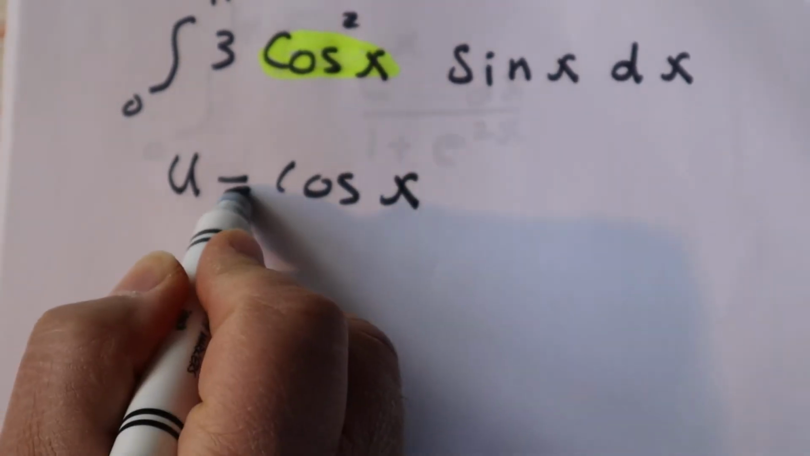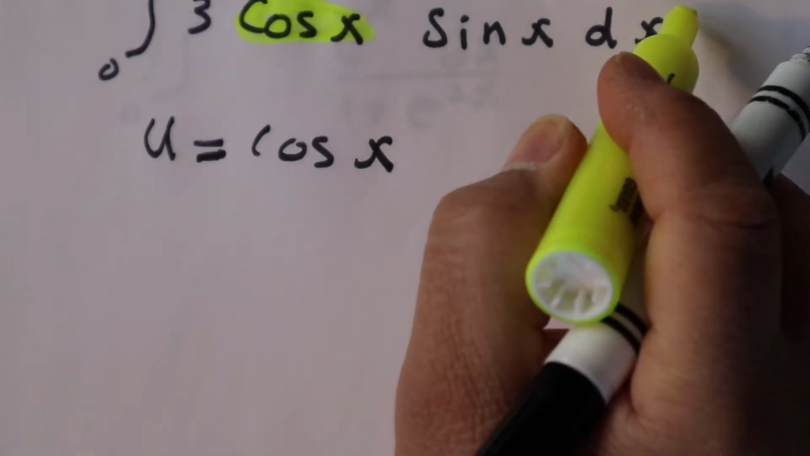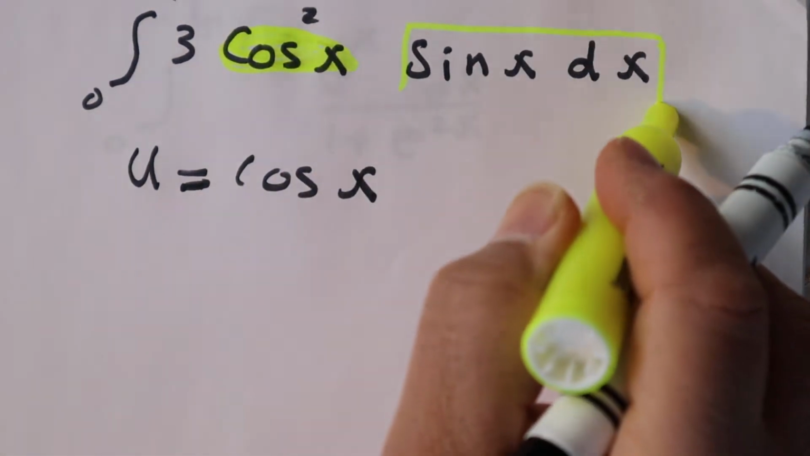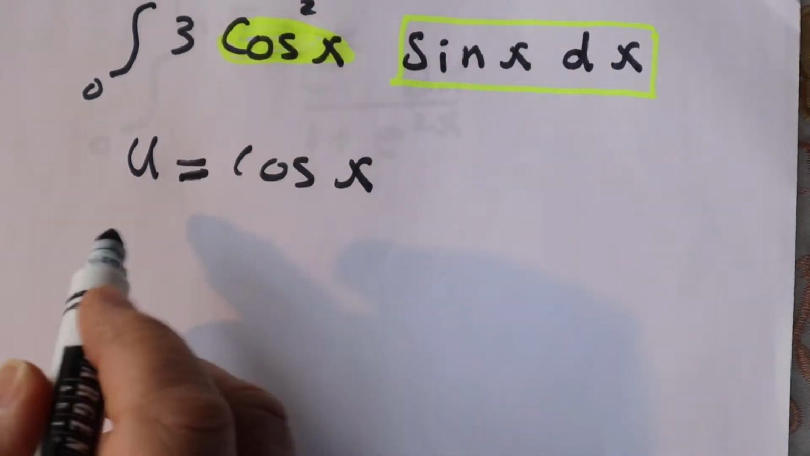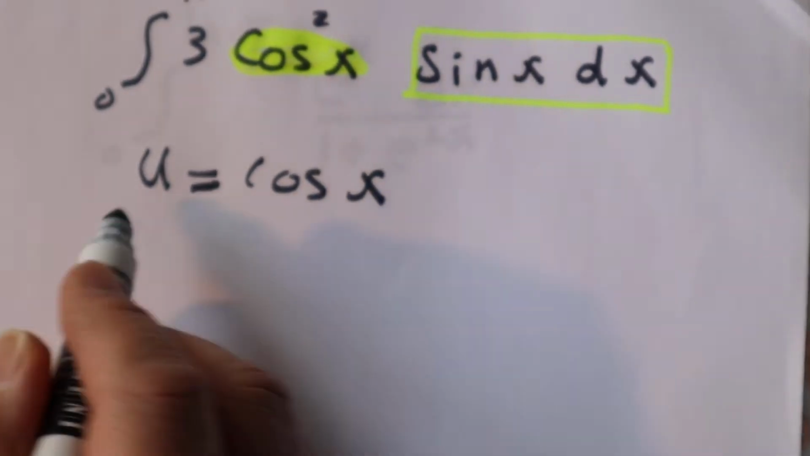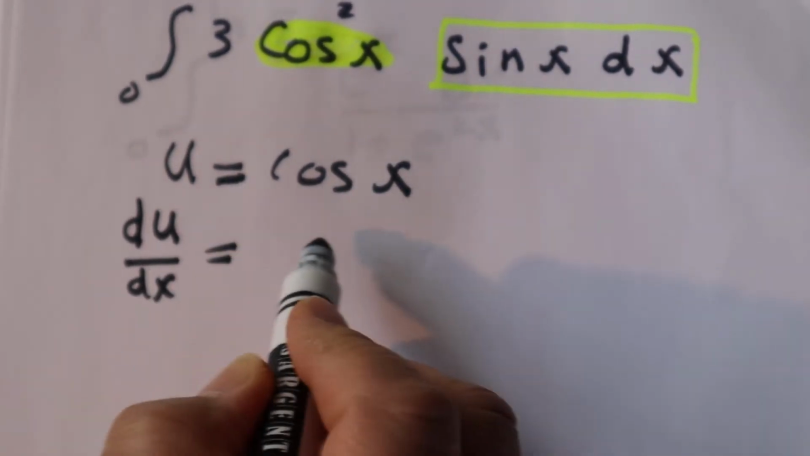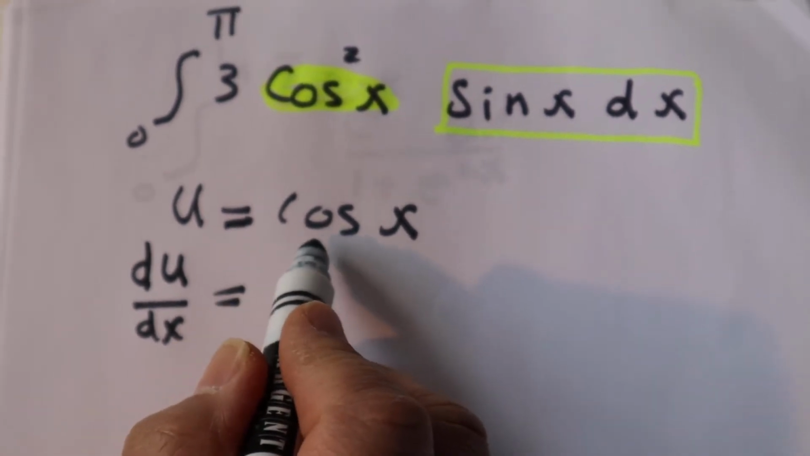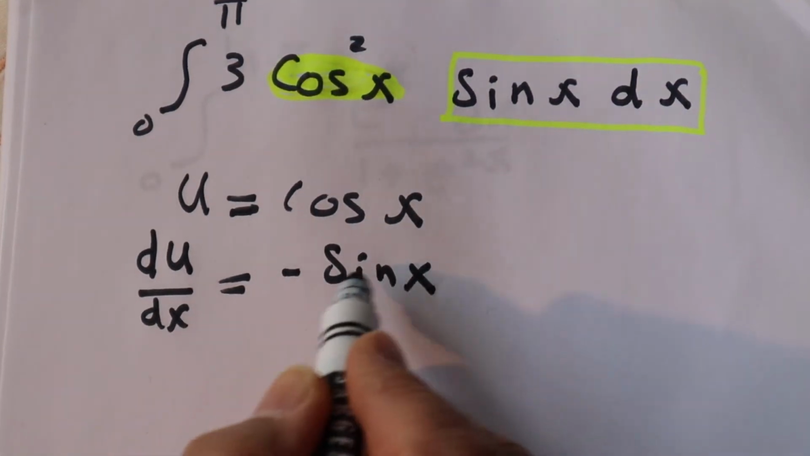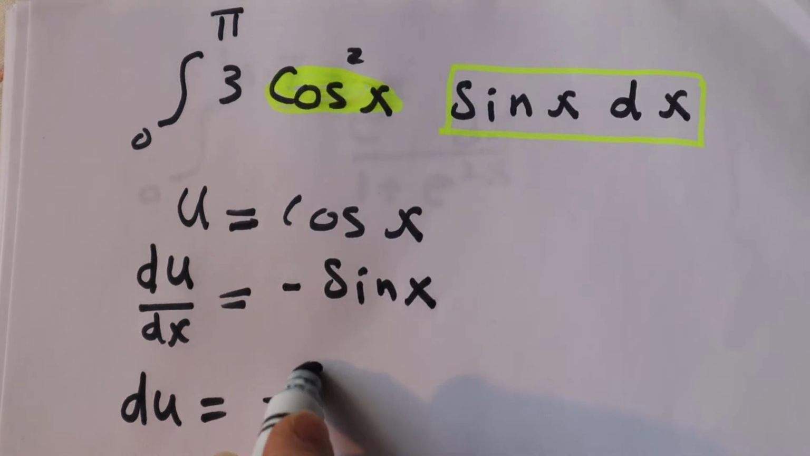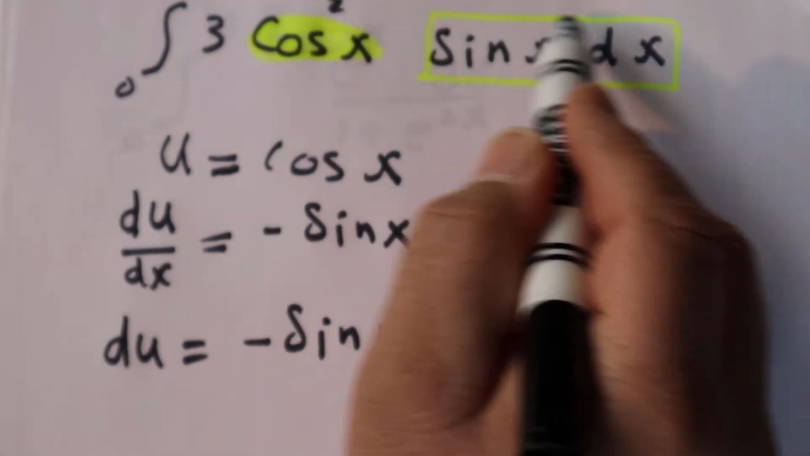It's no problem. Then we could find the derivative, because I need to find a term to substitute for sine x dx. So we set cosine x equal to u, then the derivative of the left side with respect to x equals the derivative of the right side. The derivative of cosine is negative sine. And now we could cross multiply, then du equals negative sine x dx.